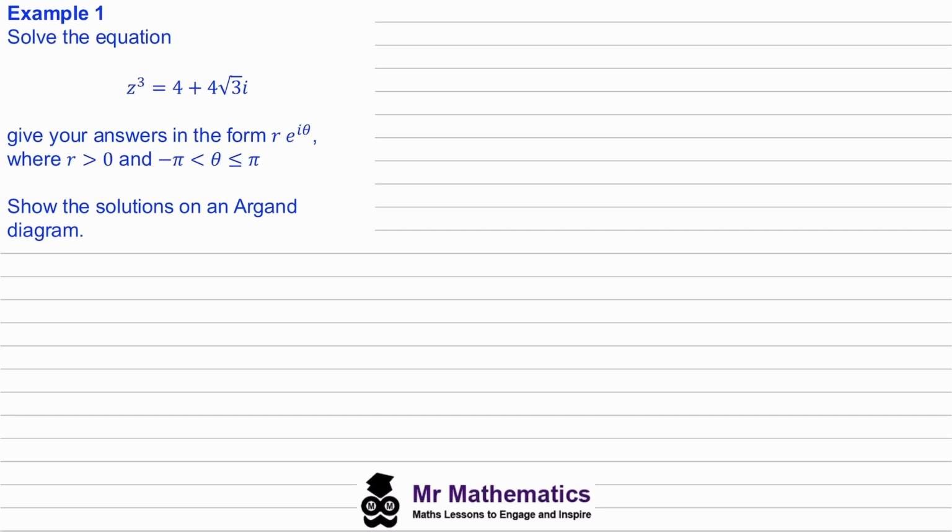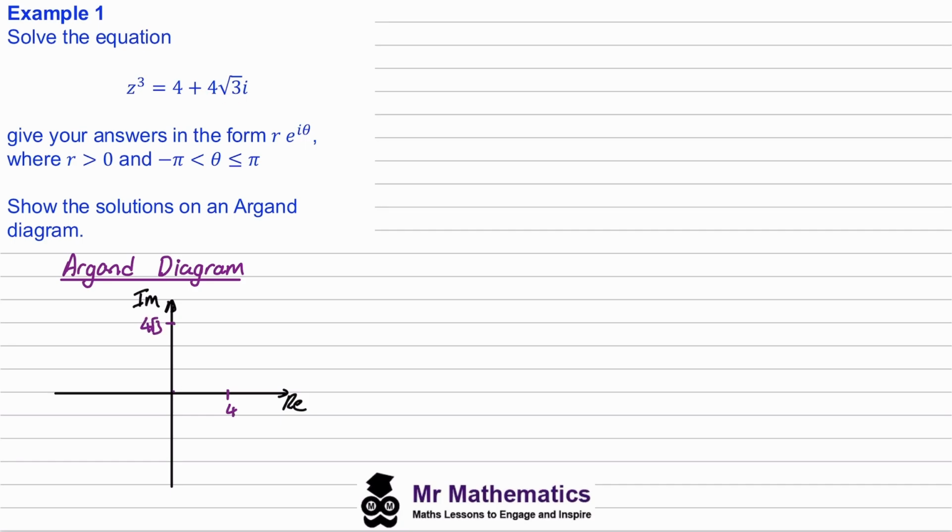The first thing we need to do is to sketch an Argand diagram. You can see we've got a real part of 4, so that will go about here, and an imaginary part of 4 root 3. So our complex number comes from the origin to the coordinates 4 and 4 root 3. And this is z cubed.